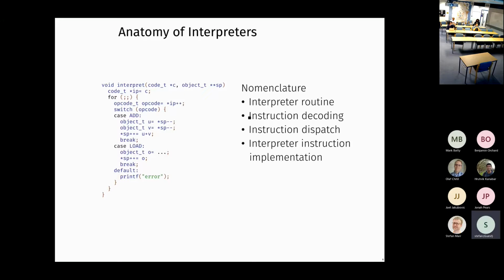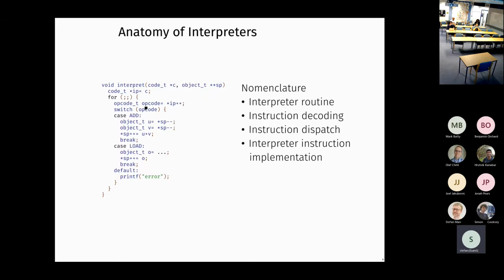Then we have instruction decoding. That's mostly this part where we get the opcode by the instruction pointer. We dereference the instruction pointer to see what opcode it has stored, and then advance the pointer. Depending on the bytecode format or the interpreter format, there can also be optional decoding of the arguments, but that is something that we call instruction decoding. Then we have instruction dispatch. That's usually what we refer to as decoding plus the switch statement here, so that, based on the opcode, we go to either add or load, probably not to default because there would be an error.